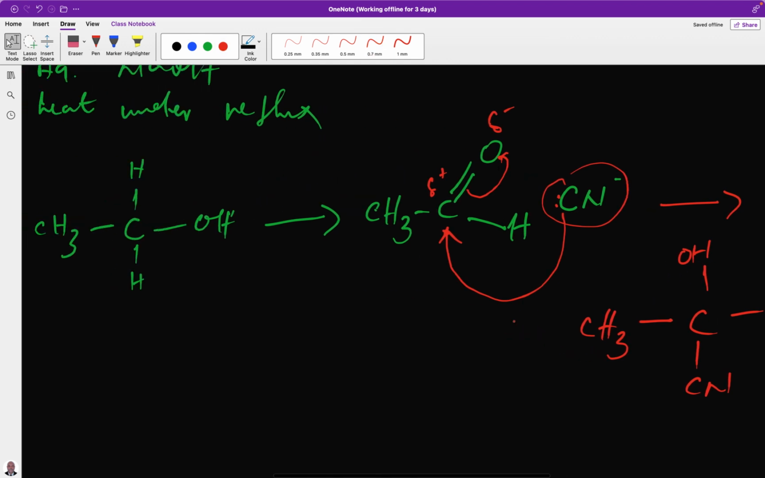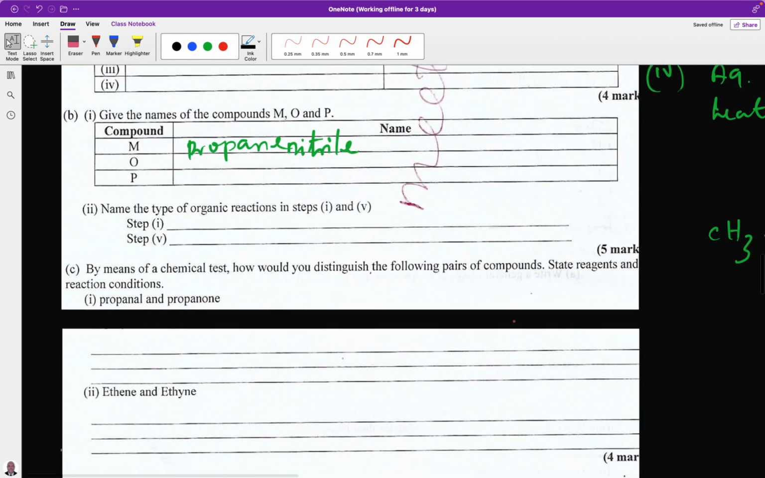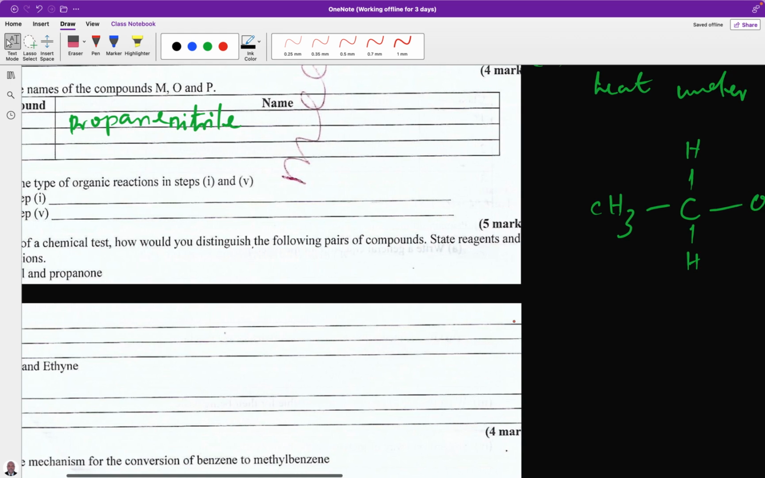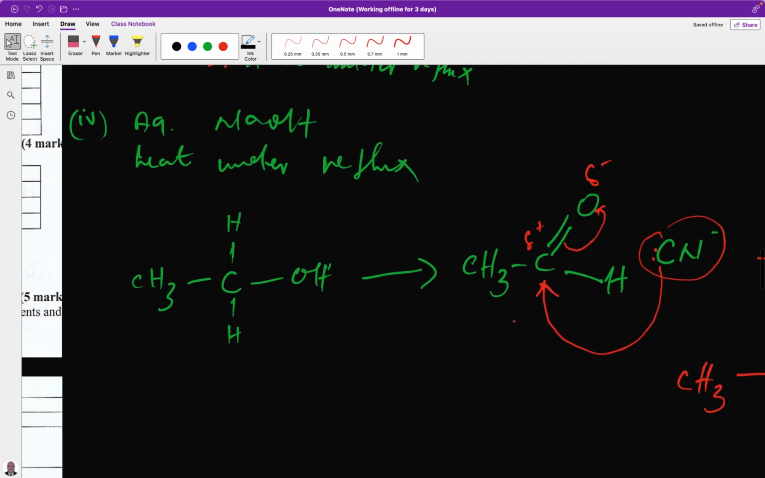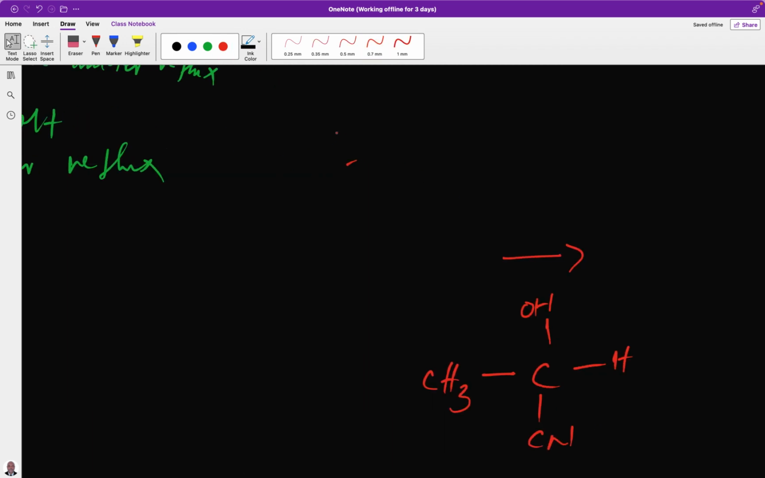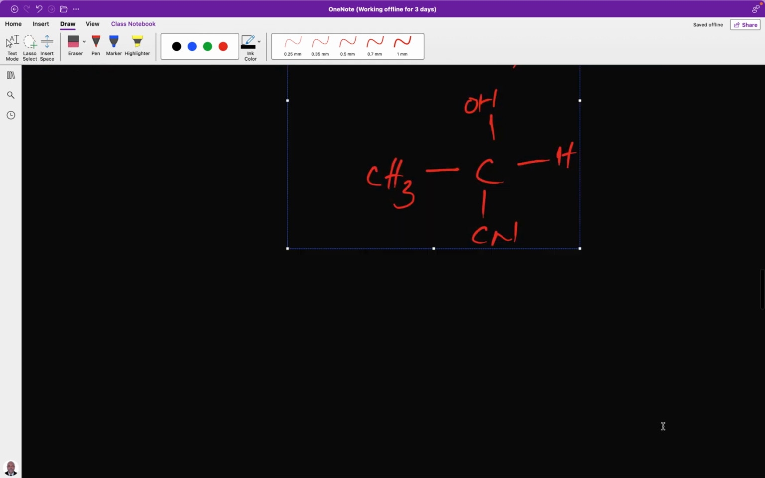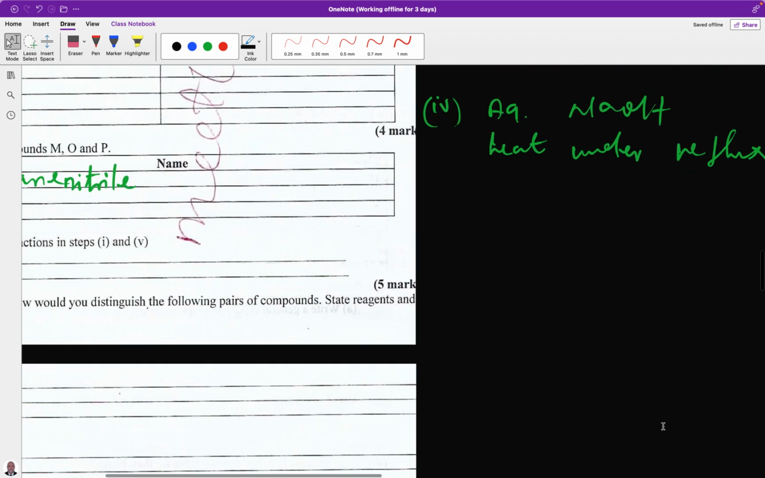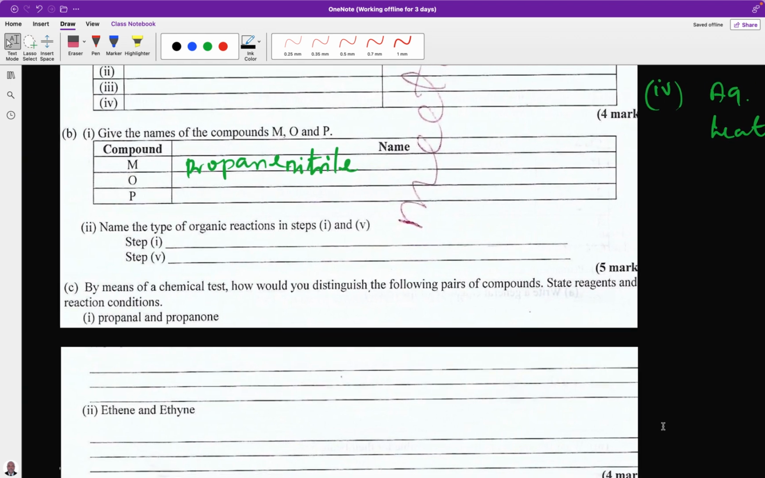Now, in that case, compound O will be an aldehyde. I said it will be the aldehyde because it's not acid. So compound O is oxidized using acidified potassium dichromate to the aldehyde. So our answer is the aldehyde. Compound O is the aldehyde.